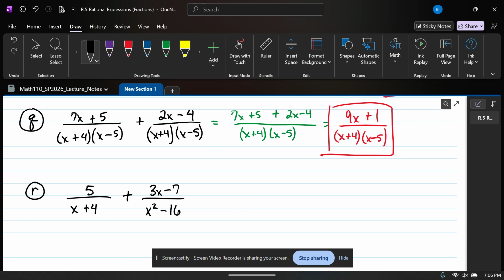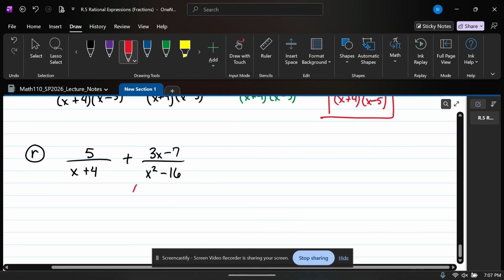On this problem, the denominators are obviously not the same. One's an x plus 4, the other one is not an x plus 4. So in order to be able to add these two together, I need to get the denominators to be the same. The first thing that I need to do is find out what are the pieces of the x squared minus 16. The pieces that make that up are the factors of that. So let's factor x squared minus 16. What does that factor as? Yeah, x plus 4, x minus 4.